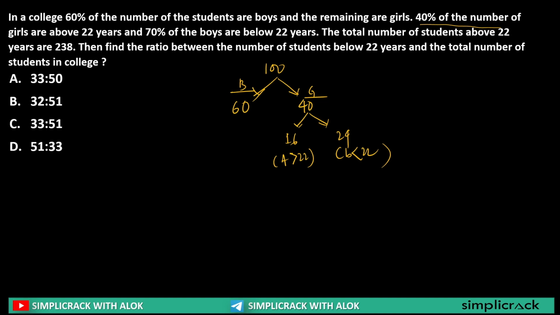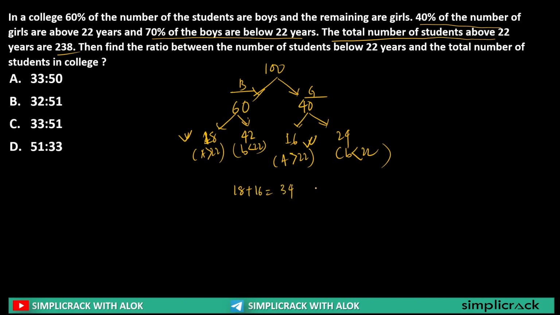Now 70% of boys are below 22. So below 22 boys are 42. How many are above 22? That is 18. Now what is it saying? Total number of students above 22 is 238. So above 22 girls plus above 22 boys, 18 plus 16 is equal to 34, and this 34 is equal to 238. Correct? Yes, sir, you are correct.